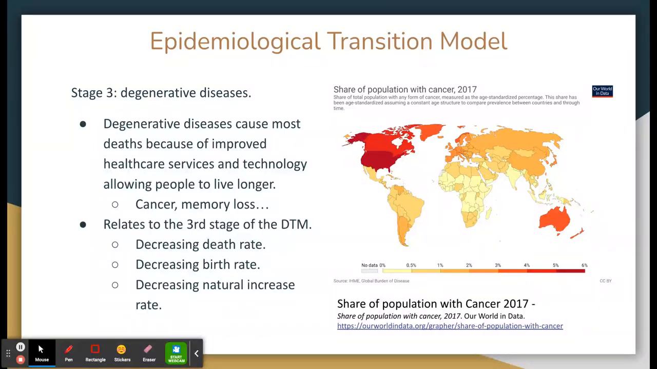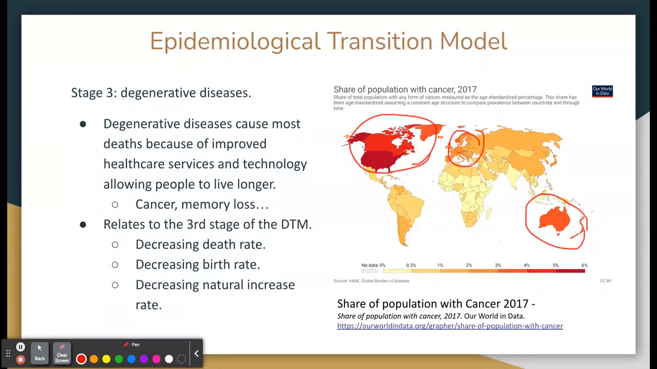As shown on the map to the right, the share of population with cancer is higher in more developed countries such as North America, Europe, and Australia. This is because people are able to live longer, and these diseases come with old age.